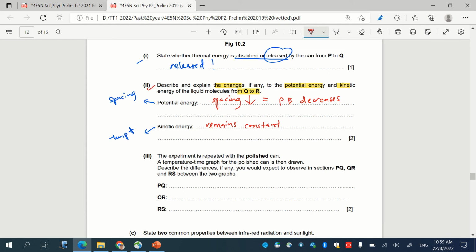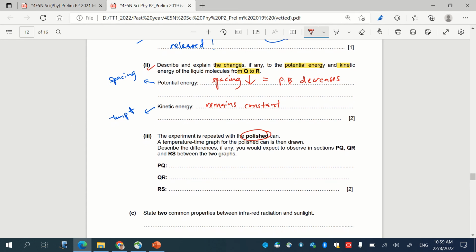Part 3, the experiment is repeated with polished can. This one has got to do with radiation. Whenever polish or black can is mentioned, it has got to do with radiation. The temperature time graph of the polished can is then drawn. Describe the difference, if any, you would expect to observe in the sections PQ, QR, RS between the two graphs.